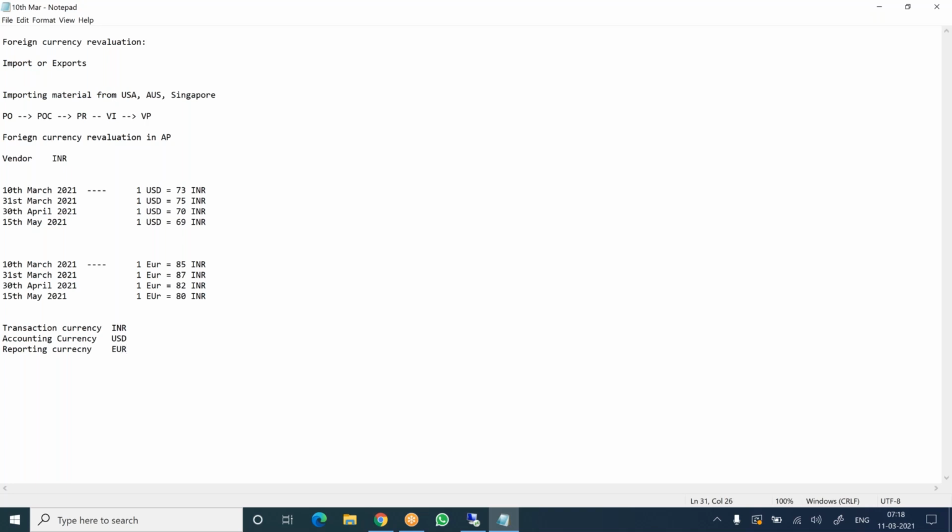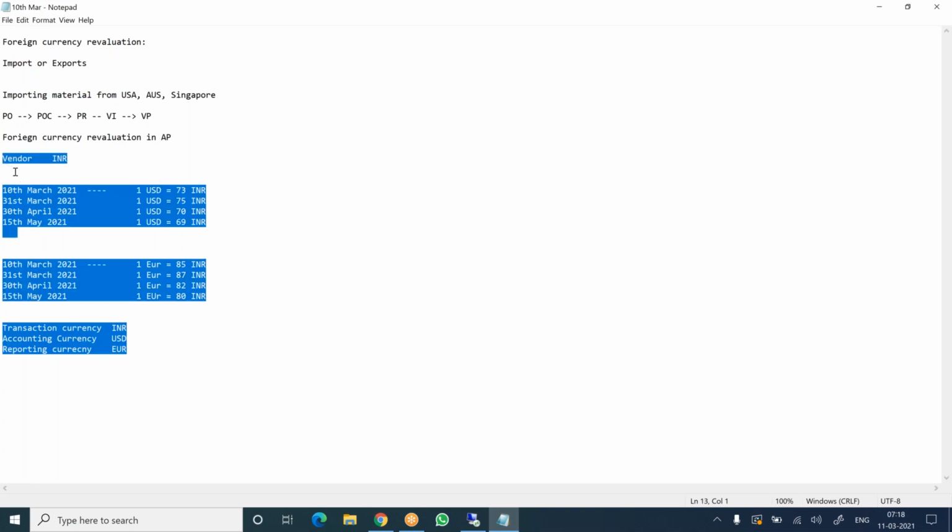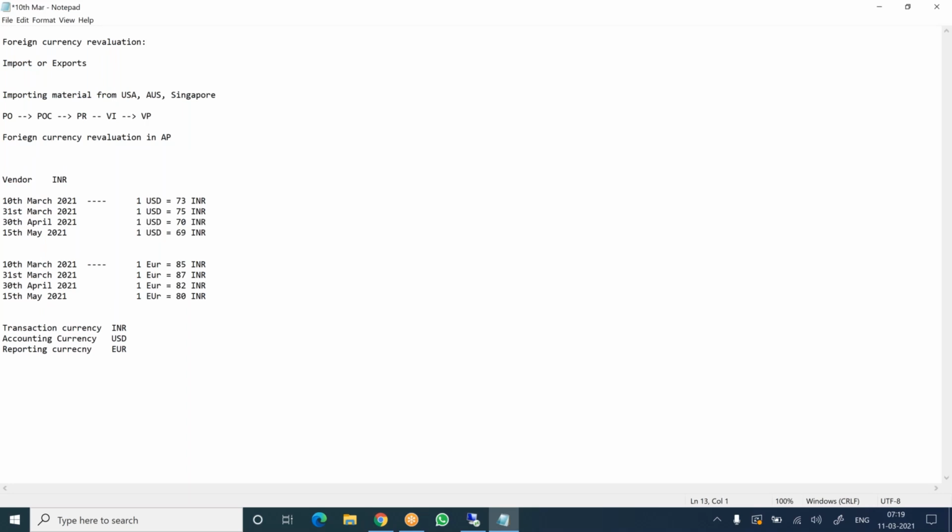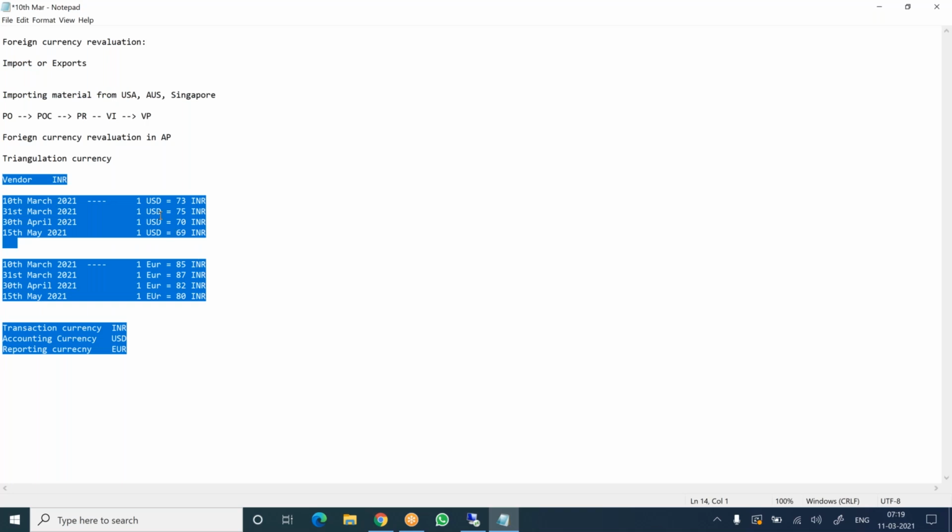Any doubt in this? Any confusion? I'm going to do all these setups quickly. Triangulation currency, I will discuss after this one. I think Neelu is there, Neelu is asking about triangulation currency. Yes, I'm here. Okay, fine, I will discuss triangulation currency also after some time. First let me explain all these things. Is it clear to everyone?